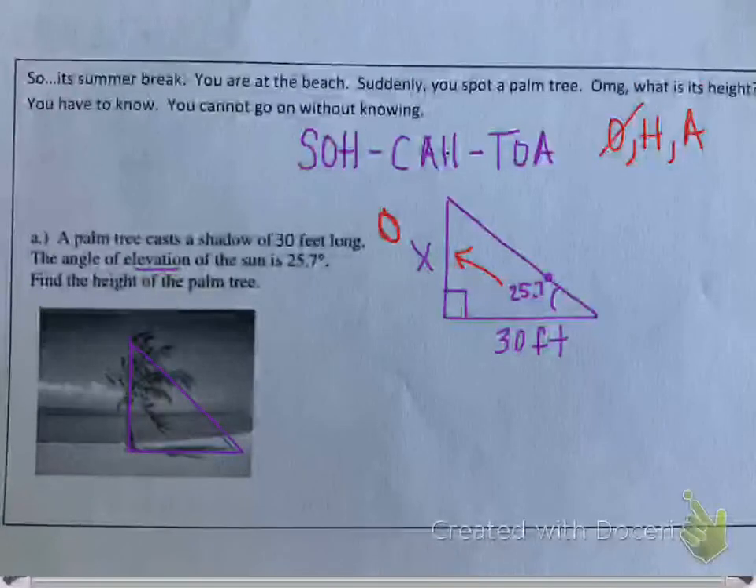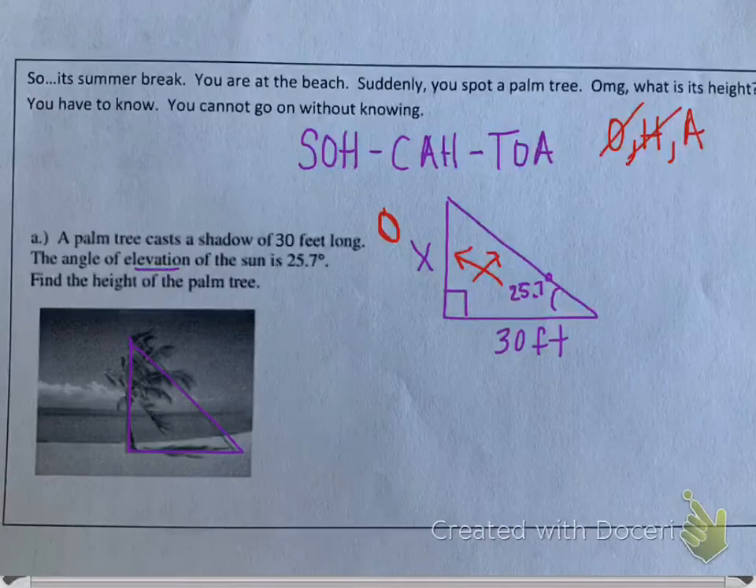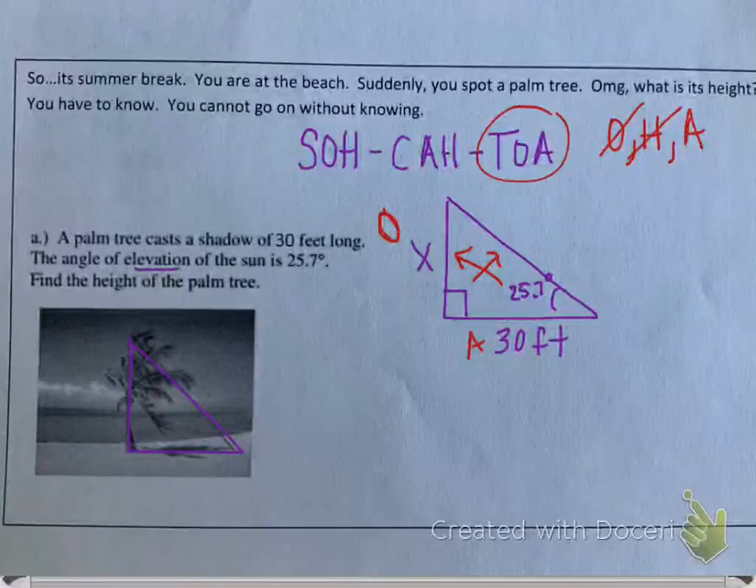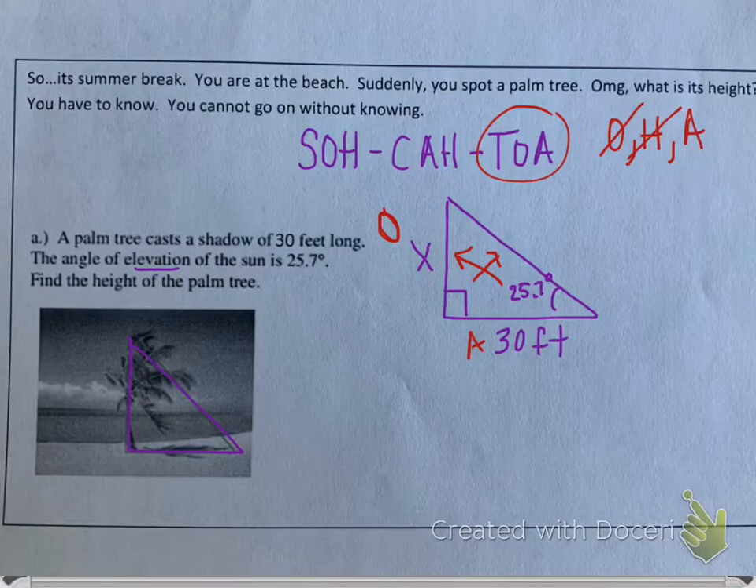Next, I'm going to locate the hypotenuse. It's opposite the 90-degree angle. So directly across the 90, there's nothing there, so I'm not going to label hypotenuse. Therefore, the 30 is my adjacent. So what uses O and A? That would be the tangent ratio.